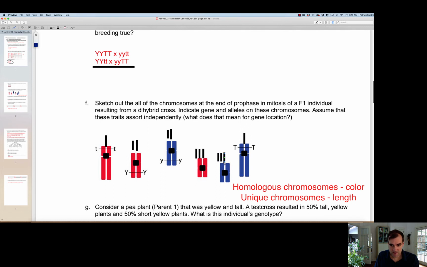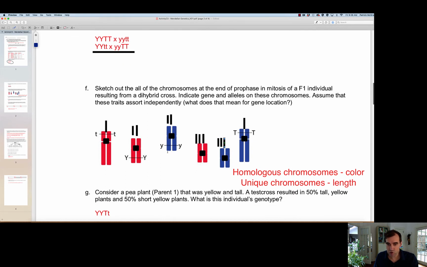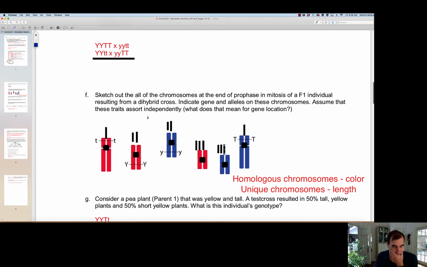And each one has a red and a blue version, one coming from the mother and one coming from the father. And so now we want to assign genes to these chromosomes. So each gene has a position, and we decided to put T on chromosome 1. And so one of the chromosome 1s has little t, and one of the chromosome 1s has big T.